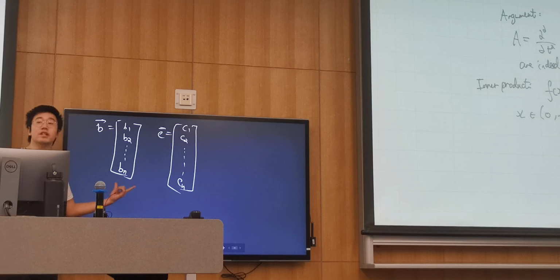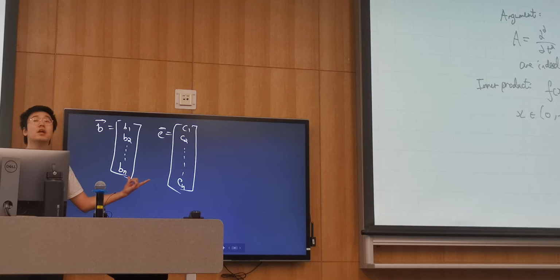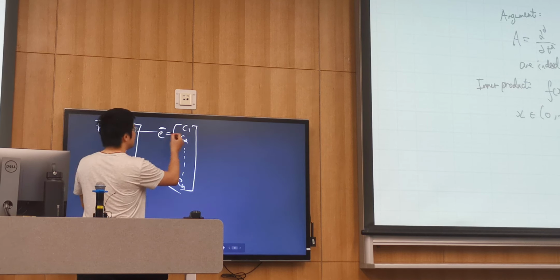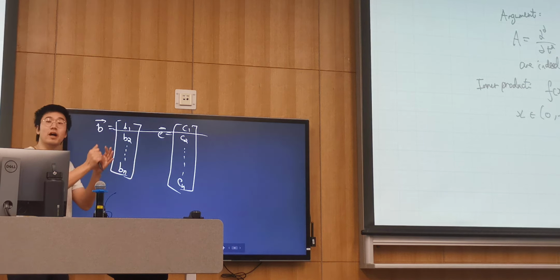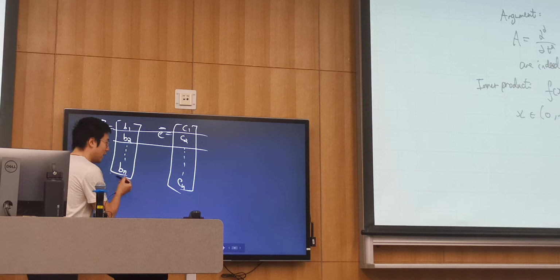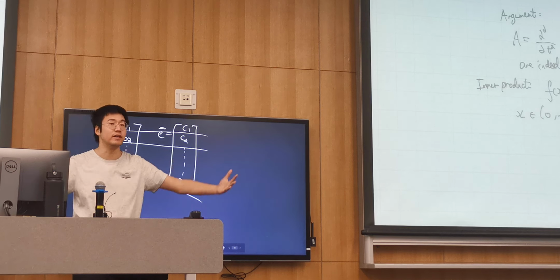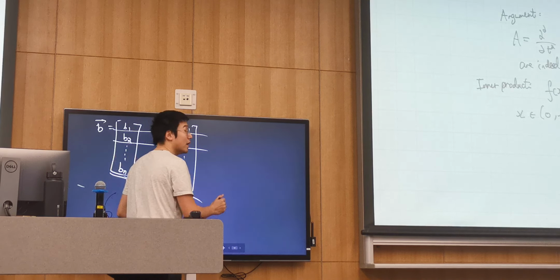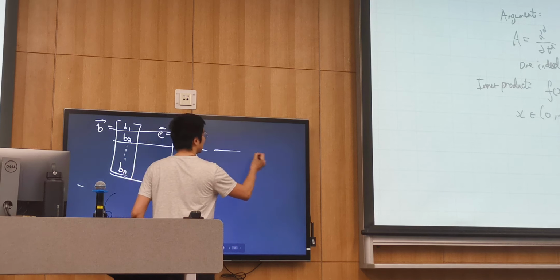Okay, how did I define the inner product for vectors B and C? B1 C1 plus B2 C2. I just combine them: the first entry multiplied by each other, the second entry multiplied with each other, and finally the nth entry multiplied with each other, and then we add them all up. Okay? Now, let's say I have two functions.